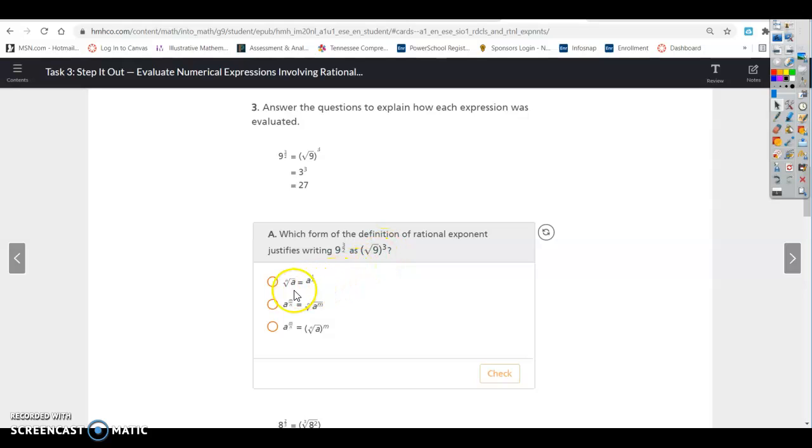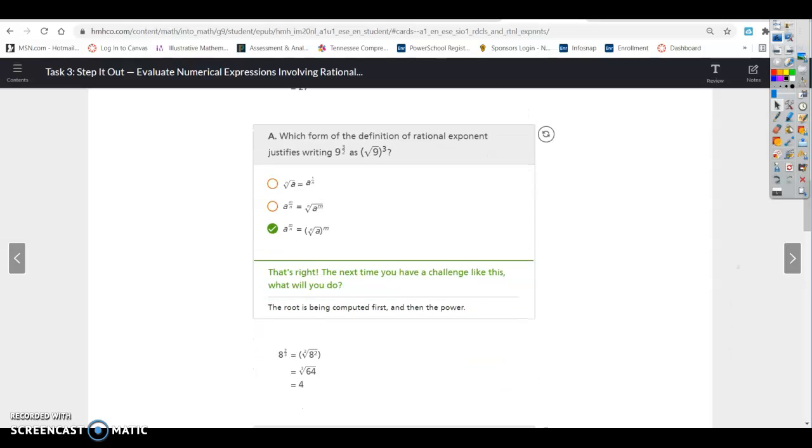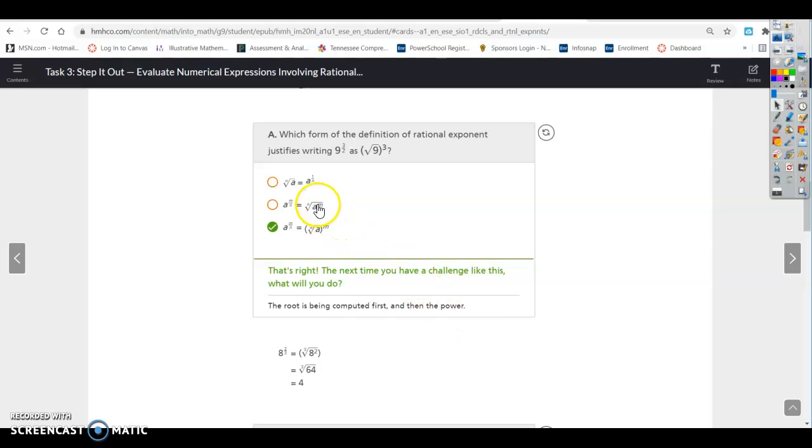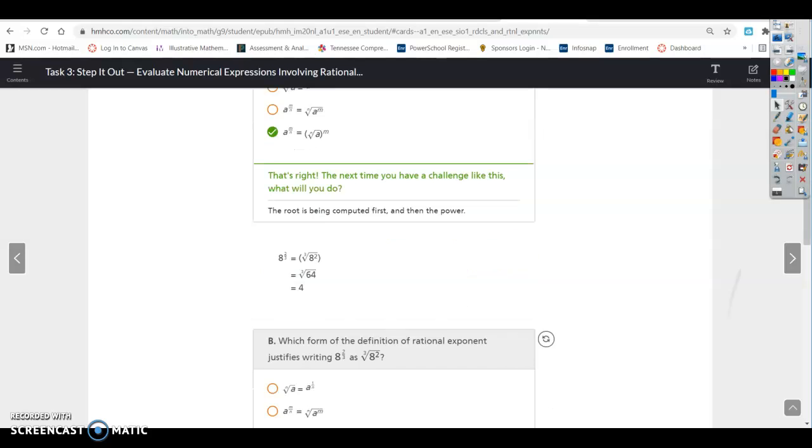All right, so we've got a to the m over n power, and we're going to nth root of a to the m. So that would be this one here. The only difference between this one and this one is this one has the parentheses, and because this has parentheses, that's the one that makes this true.